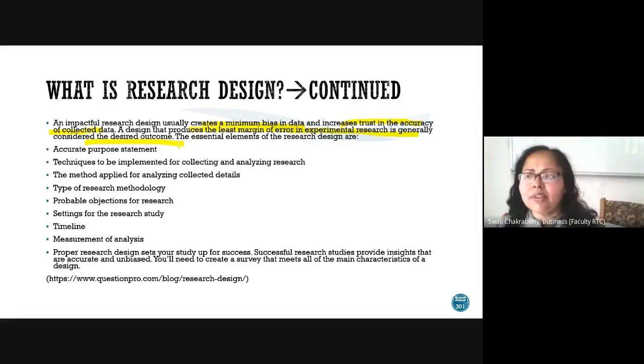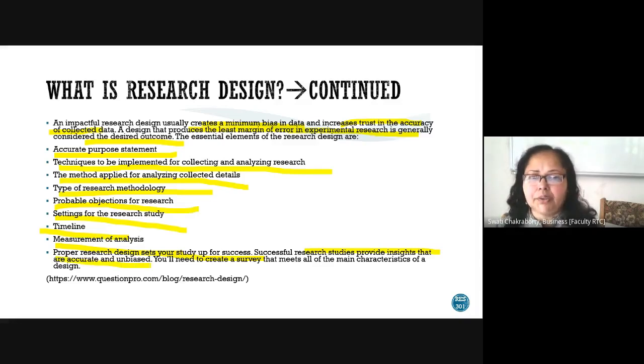So the essential elements for any research design are, first, to have a proper purpose statement, then to determine the techniques that you need to implement for collecting and analyzing research, the method applied for collecting these data, for analyzing the data, type of research methodology, the probable objections for research, the settings of the research study, timeline, and measurement of analysis. Now, proper research design sets your study up for success. Any successful research design helps in providing insights that are accurate as well as unbiased.